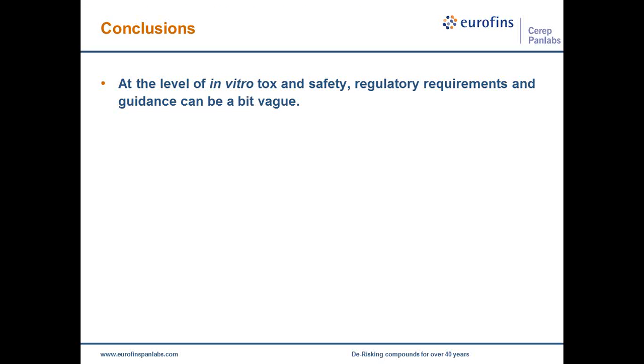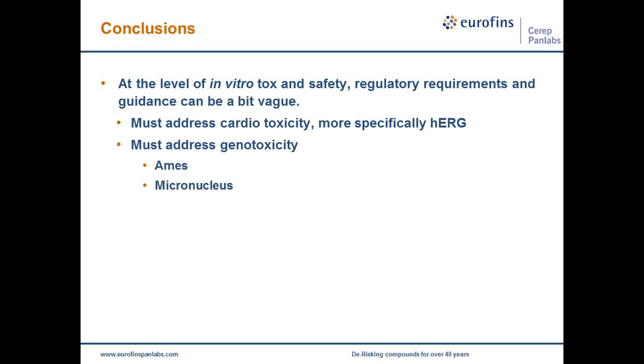So finally, just in conclusion here, I've gone through a bit of what the requirements might be for in vitro tox and those regulatory requirements, and they are in fact quite vague. Things we do know is that you really have to address cardiotoxicity, and most specifically hERG, and we discussed ways we could do that. Genotoxicity needs to be addressed in the form of Ames and micronucleus type assays, and in both cases, the earlier you have information on these, the better, because they will have to be addressed in one fashion or another.